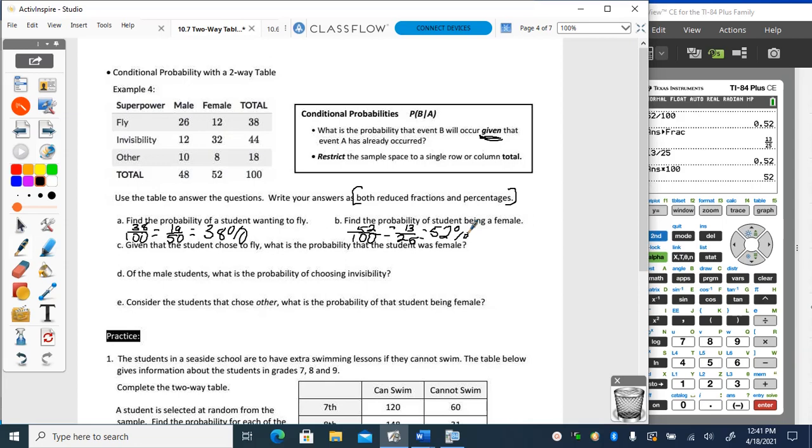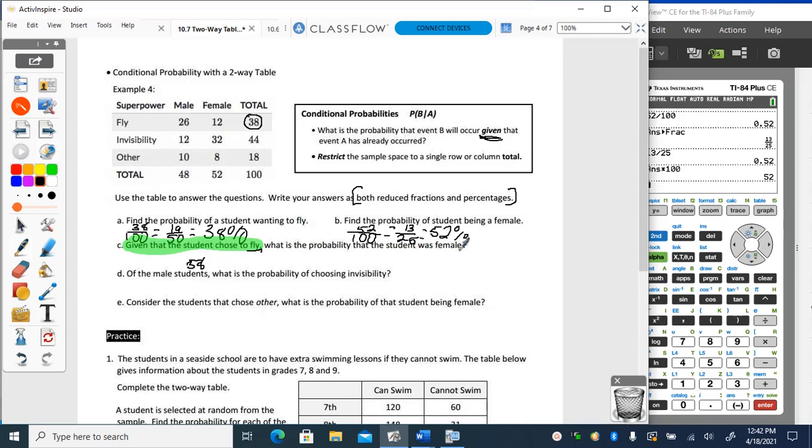Now it says, given the student chose to fly, what is the probability that that student was a female? When it says something along the lines of this, we're given a condition. The condition is that the student chose to fly. So we're going to go to the total of the fly column, and that's going to be our new total. What is our new total instead of 100? 38. So we have 38.